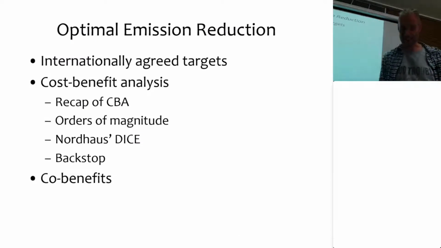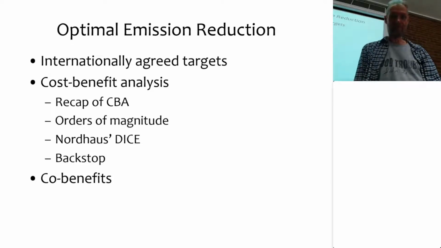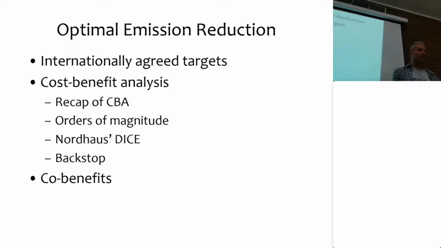Let's look at what an economist would do with this. So we're going to do a bit of cost-benefit analysis. I'm going to go through the basics. I'm going to show you some orders of magnitude, and then we're going to look at Bill Nordhaus's DICE model very quickly.